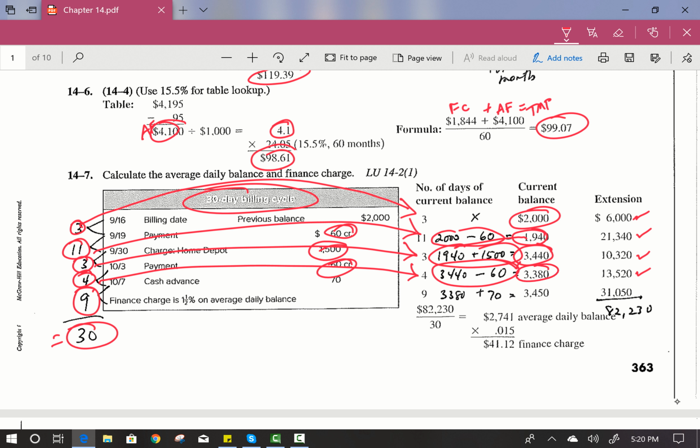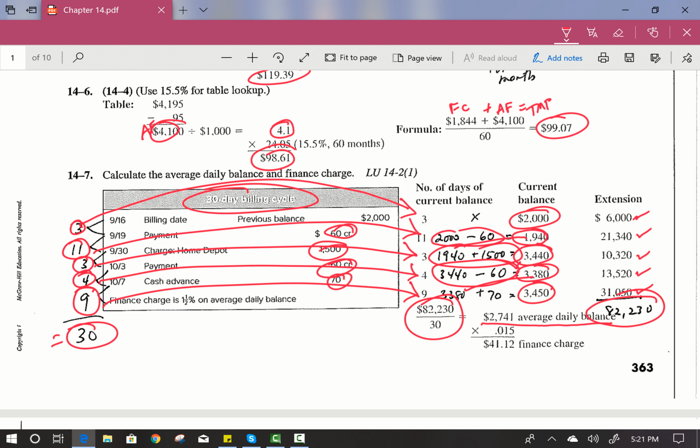I'll take my $3,380 and add in my cash advance of $70, and that'll give me $3,450, and I had that balance for 9 days. So that will give me an extension total of $31,050. Add up my extension totals to give me $82,230, and then divide that by the number of days in the billing cycle, which is 30 days, and my average daily balance is $2,741. I have a finance charge of 1.5%. I'll move the decimal point 2 places to the left to make it 0.015. So my finance charge is $41.12.